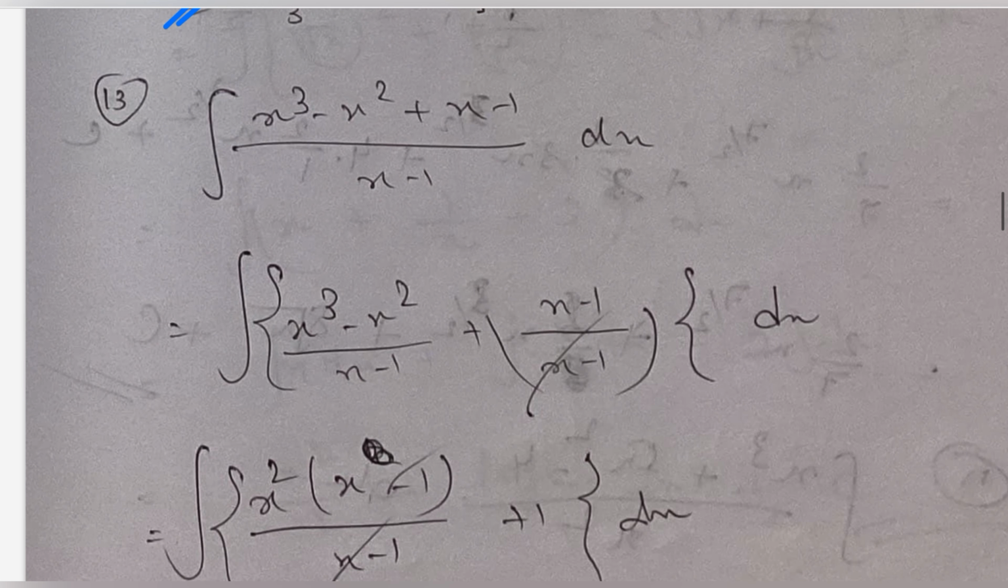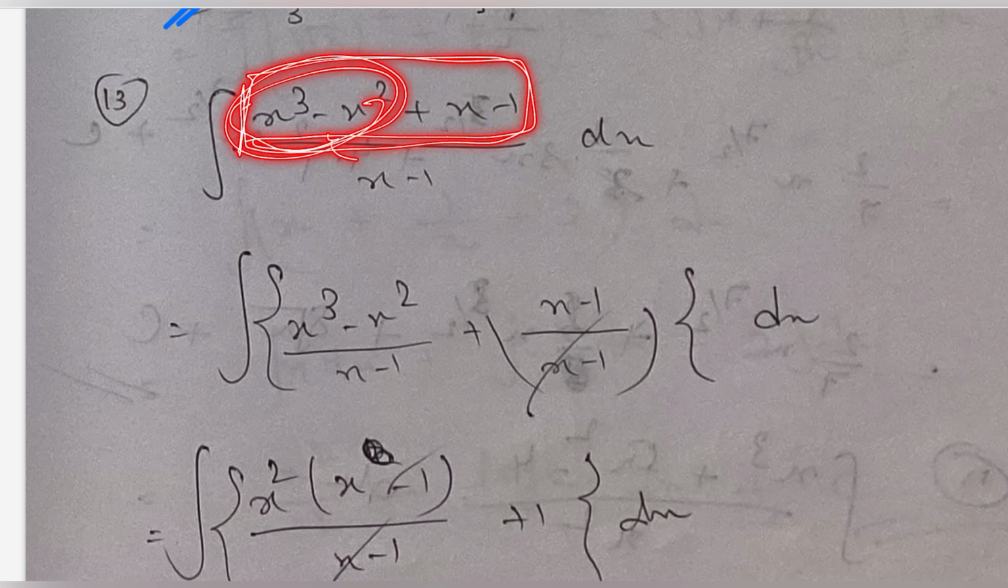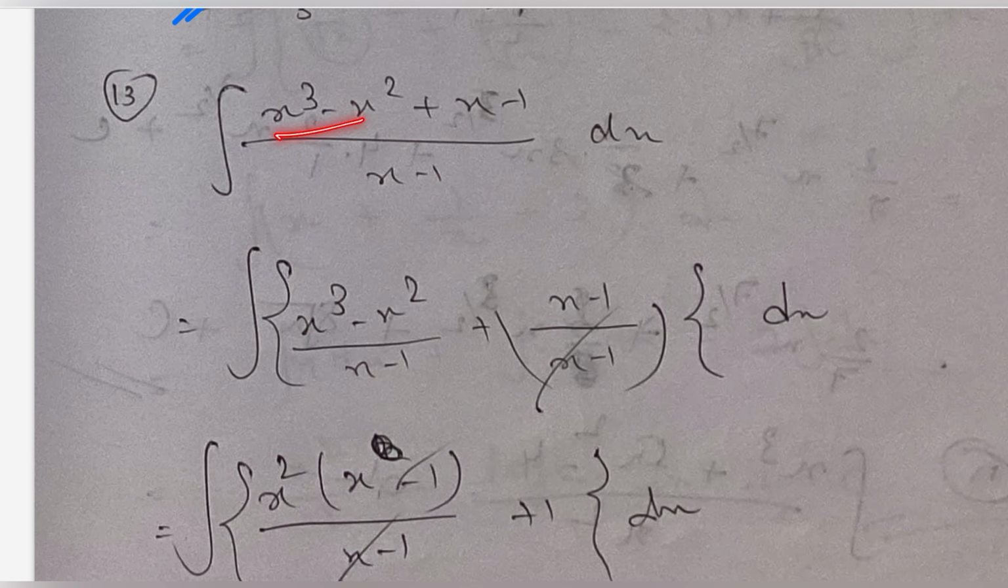So what we can do here is, see properly, you just take common. If you take common, you will take x square common, so here will be x into x minus 1, and then you can take common here also, the same thing. So what I have done is I have divided x minus 1 with these two terms. So x cube minus x square by x minus 1, and then plus x minus 1 by x minus 1. This x minus 1 and x minus 1 get cancelled obviously, so you will have dx only here.